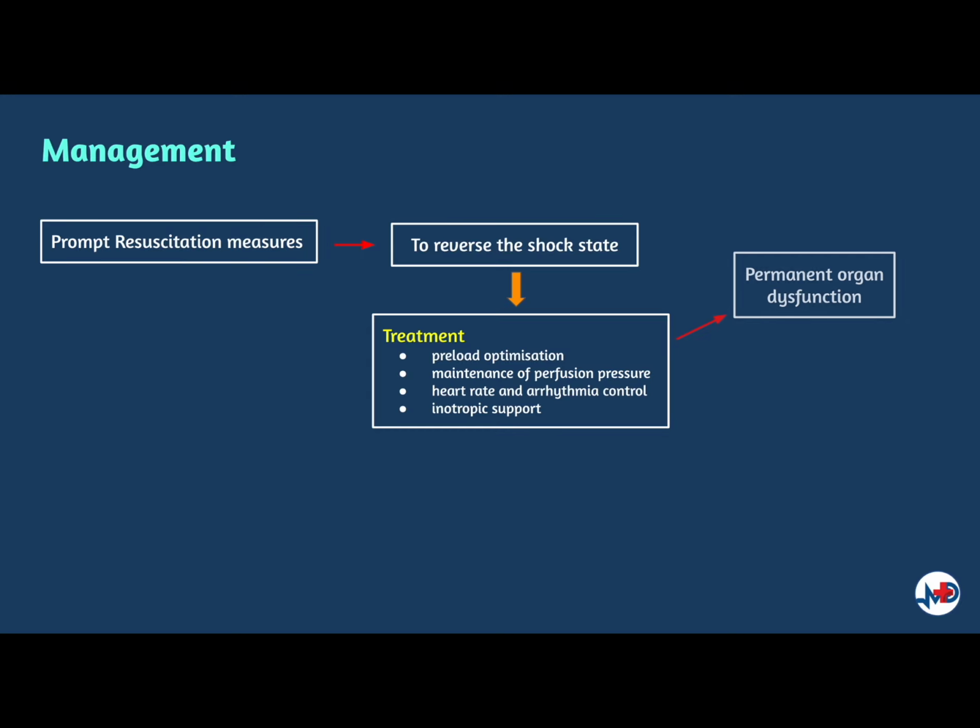So what is the surgical management of shock? Sometimes prompt resuscitation measures are necessary to reverse the state of shock and to avoid permanent organ dysfunction. So in cases where there is massive bleeding, especially from the gastrointestinal tract, urgent identification and halting the bleed is necessary, which may require surgical intervention.